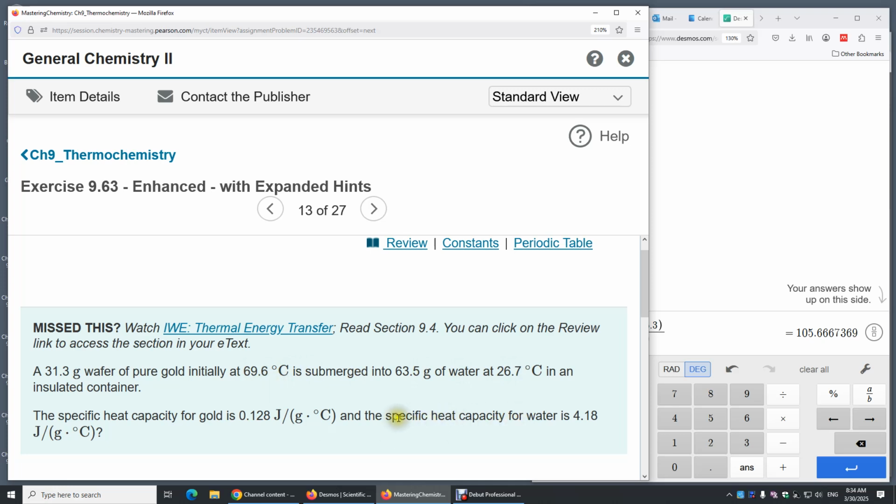And also because the specific heat capacity of water is much larger than that for gold. How much larger? Roughly 30 times larger, maybe 30, 31, 32 times larger. This is 4.18. This is 0.128. So big difference. So the final temperature should be much closer to the initial temperature of water. So I'm guessing here, maybe 29 degrees Celsius ish. Alright, let's do the calculation.